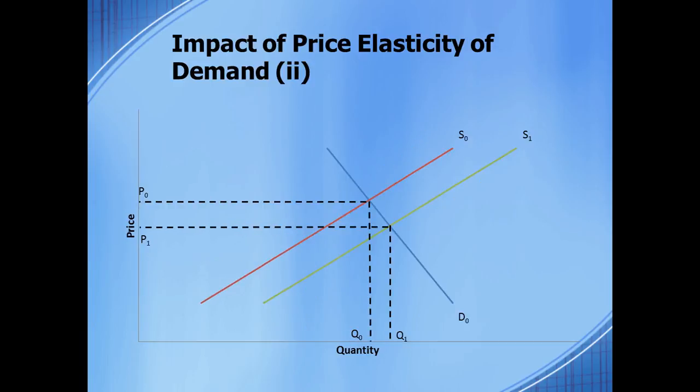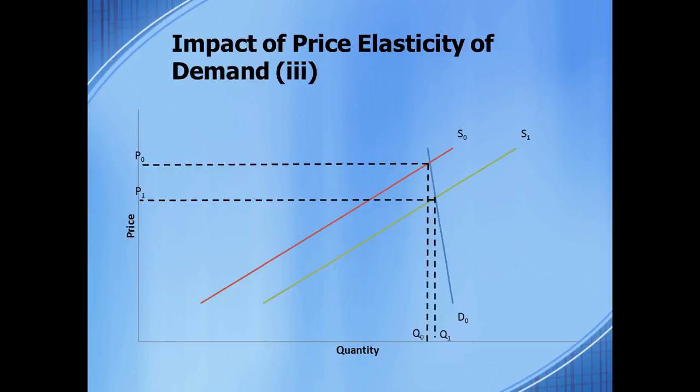If we look at the second one, in this example the demand curve shown in blue is much steeper. So the same change in price results in a much smaller change in the quantity demanded. Finally, in this third example, the demand curve in blue is very steep, and therefore a very small change in quantity brings a similar change in price.